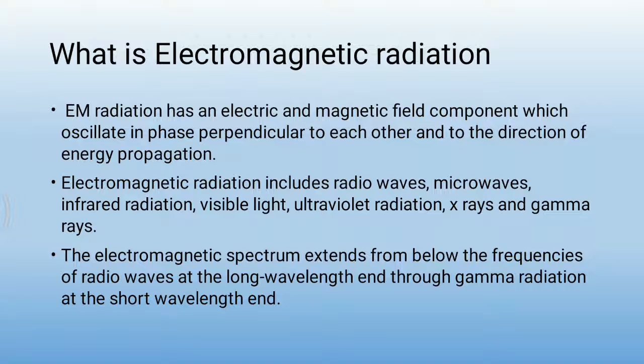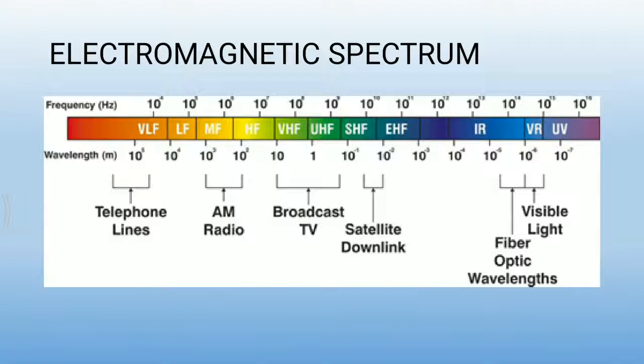Electromagnetic radiation as a term includes radio waves, microwaves, infrared radiation, visible light, ultraviolet radiation, X-rays, and gamma rays. The electromagnetic spectrum extends from below the frequencies of radio waves at long wavelength and ends with gamma radiation at short wavelength. The whole electromagnetic spectrum has been schematically represented in this diagram.